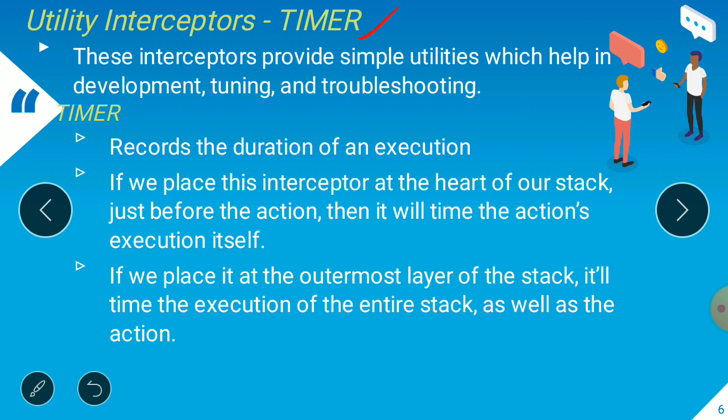One of the built-in utility interceptors given in Struts is timer. It records the duration of an execution, so it records how much time an execution takes. Why do we need that? In a web application, time is very important. If a hit takes a lot of time to respond to the request you give to a particular web server, even though it gives a very correct answer, if the response takes so much time, surely we don't prefer that. So while developing itself we have to check the time taken for that action, and to find out how long it takes, we can use the timer.